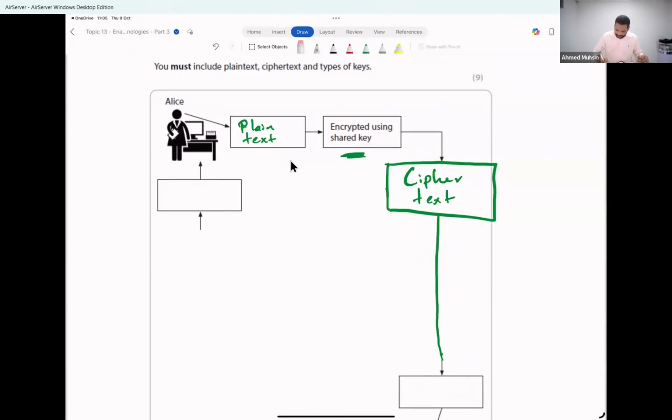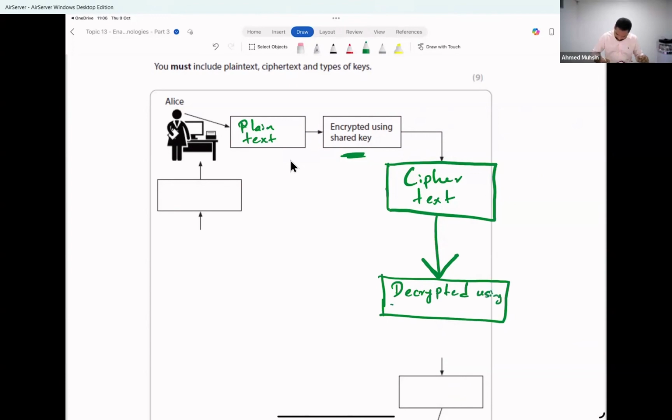Everybody, what we'll do is we add another box then. So ciphertext comes over here. Then what are we going to do over here? Decrypted using shared key. Then Bob gets what? He gets the plain text. Then what happens next?